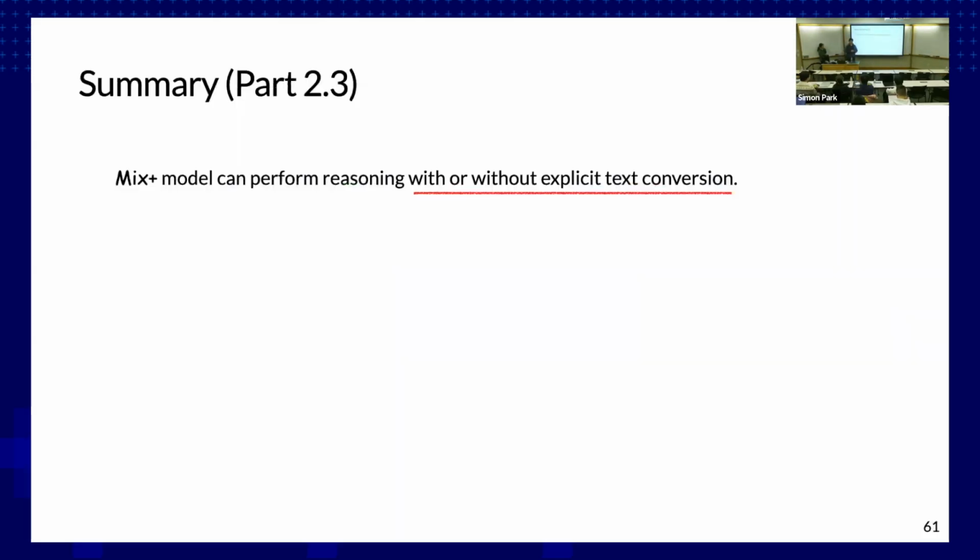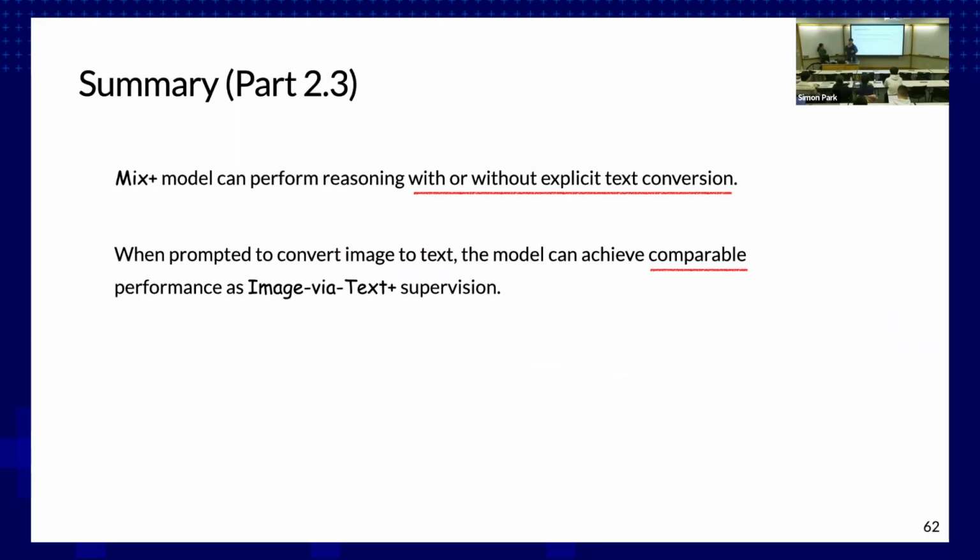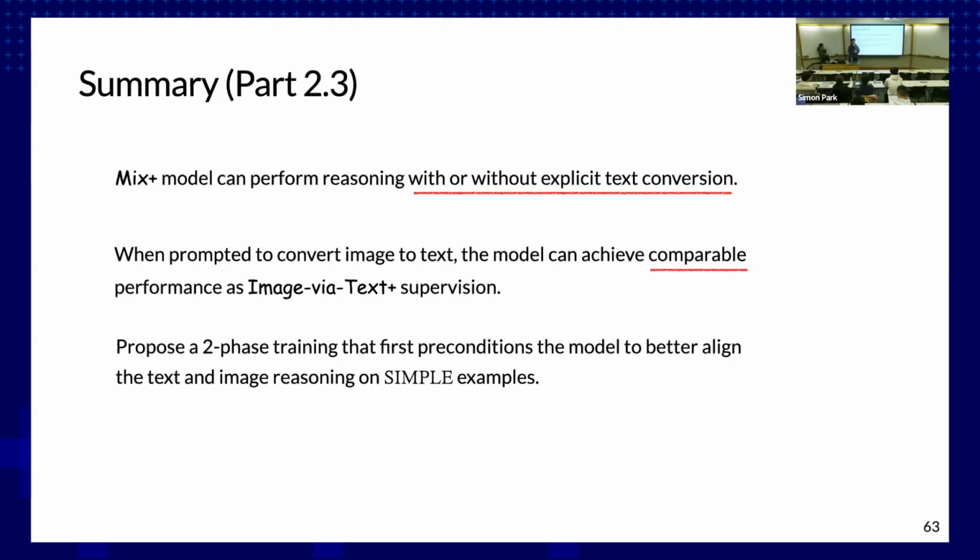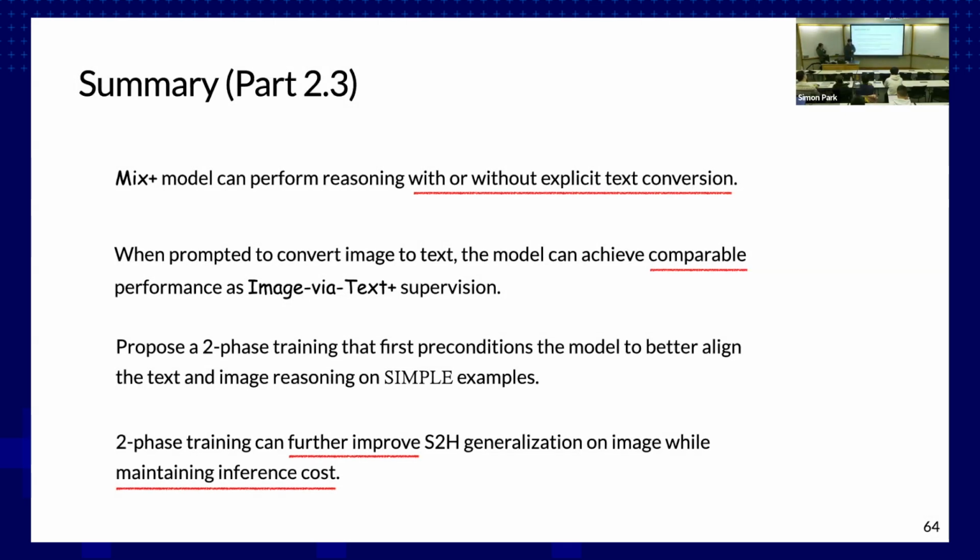So some of the main takeaways from these parts is that the mix plus model internally already has a dual capability of reasoning with and without conversion. And we can ask it to convert first at inference time, and it improves performance. But we can also achieve an even better result by including a short pre-training phase of aligning it internally. And this two-phase training can further improve this generalization behavior on image modality while maintaining the inference costs.